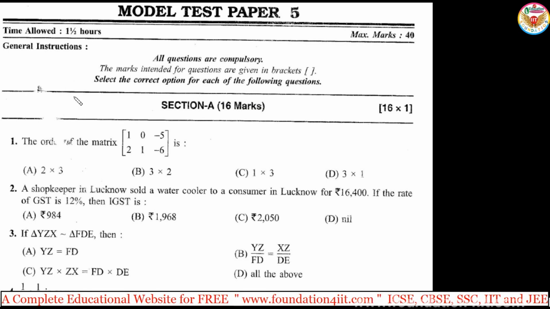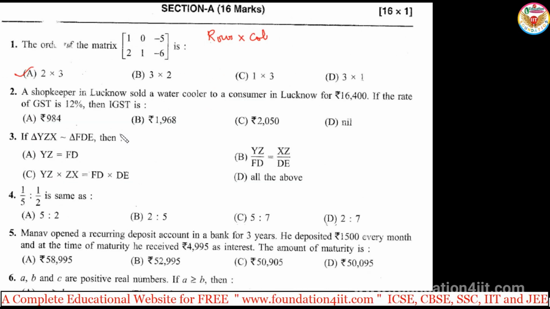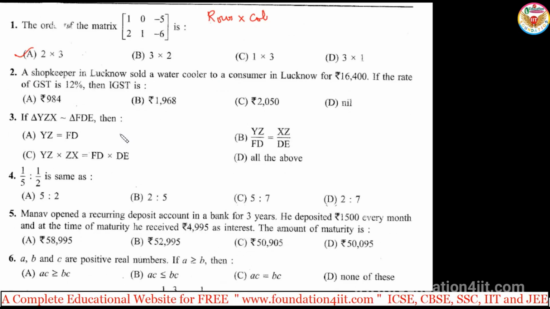Right, let us see this paper now. Section A is 16 marks, 16 questions total. First one, the order of the matrix. Order is rows and columns. Always first you should take number of rows by number of columns. So this is 2 rows and 3 columns, so 2 by 3. In these 1 mark questions, most of the questions we can find out directly just by observing the question, so we need not do calculation.